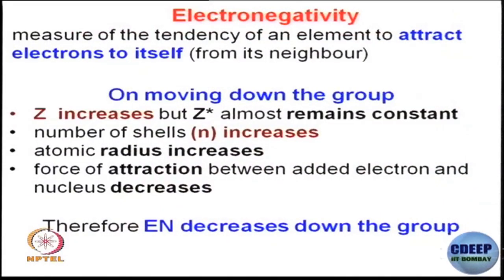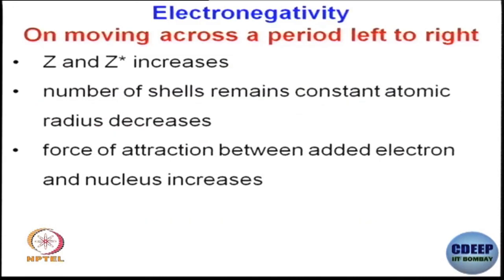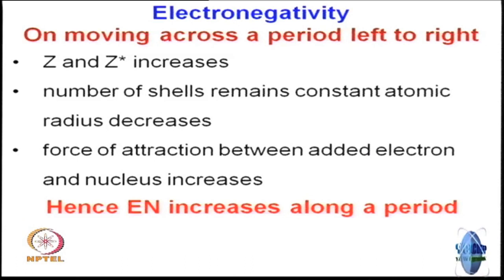On moving down the group, that's what I'm trying to discuss, Z increases, but Z star almost remains constant. Number of shells increases, atomic radius increases, force of attraction between electron and nucleus decreases, and therefore electronegativity decreases down the group. On moving across a periodic table from left to right, okay, what's happening? Z and Z star increase, that's true. Number of shells remains constant, atomic radius decreases, becoming smaller and smaller, force of attraction between added electron and nucleus increases, and therefore electronegativity increases along a period.